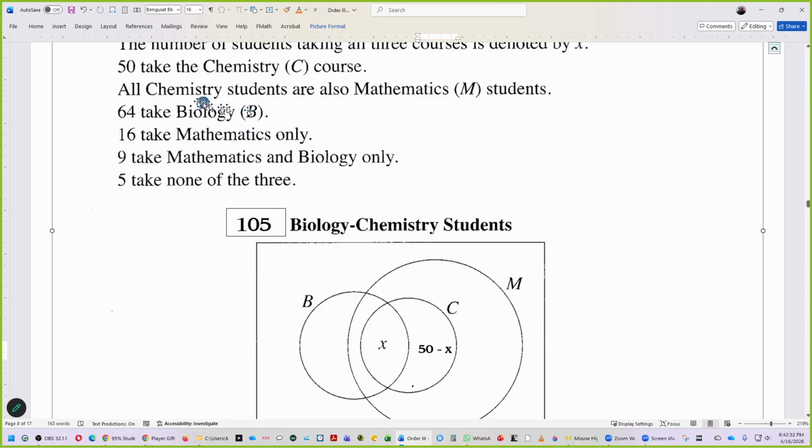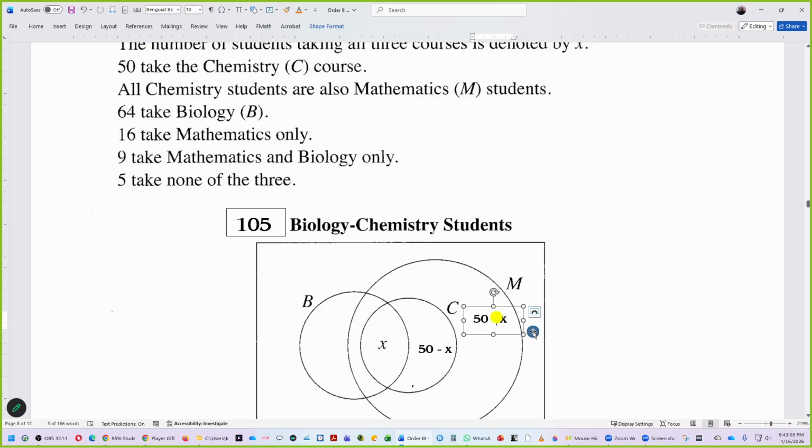The next thing we know is all chemistry students are also math students, and we can see that by the diagram. The entire chemistry circle is inside the math circle. It says 64 people take biology. That means this biology circle is 64 now. Notice we have 2 missing parts at this point, so that's not going to help us right now. But we are given something we can use. It says 16 take math only. So that means that we can now put the number 16 in this section here. So we know 16 people take math only.